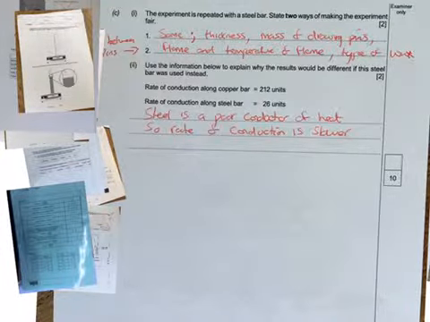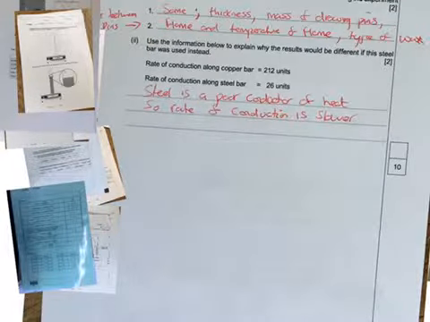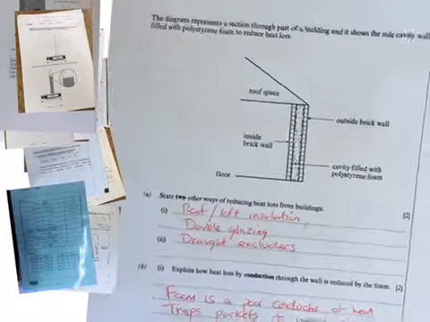Use the information below to explain why the results would be different if a steel bar was used. So I've got the rate of conduction in copper is 212 units, and the rate of conduction in steel bar is only 26 units. It's because steel is a poor conductor of heat, so the rate of conduction is going to be slower. And we hopefully will get time to do that experiment.